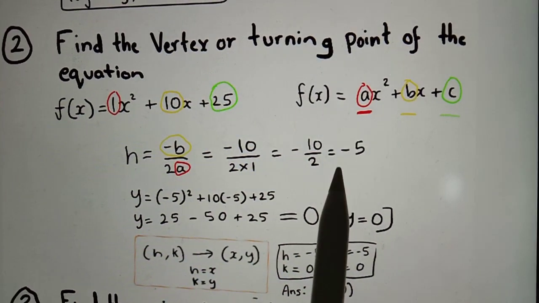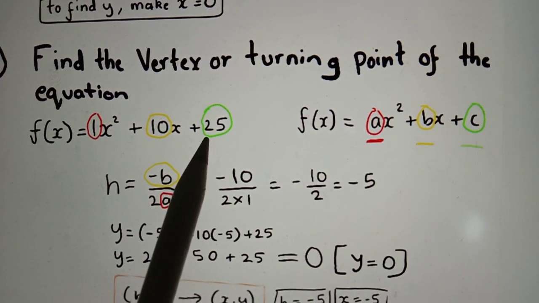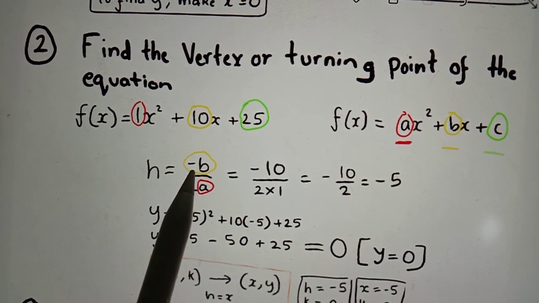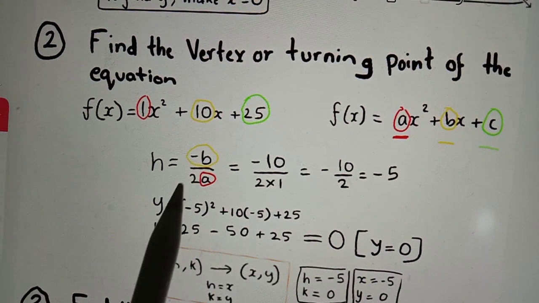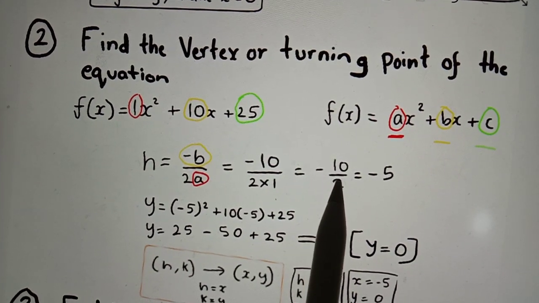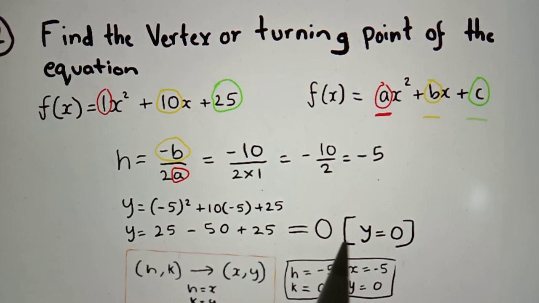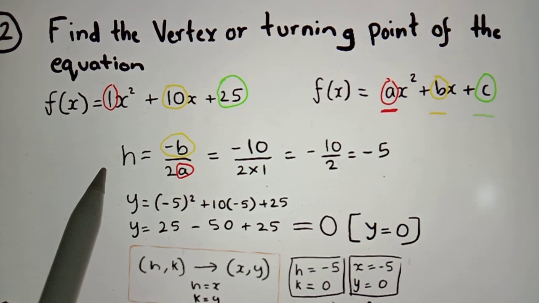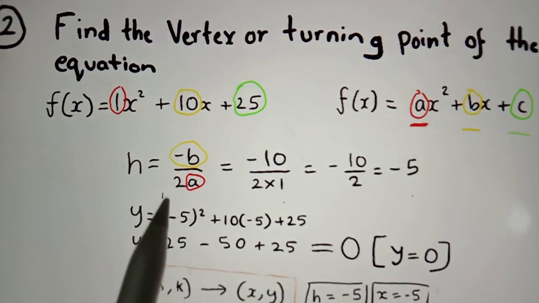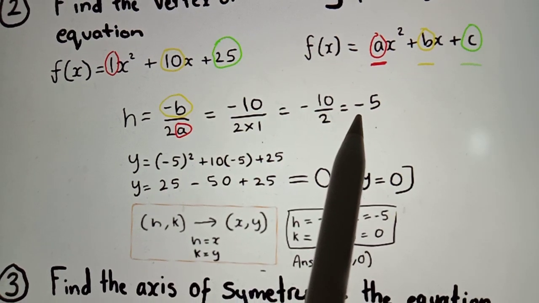So here you can see that a is equal to 1, b is equal to 10, and c is equal to 25. So going back here, we'll substitute the value of b, which is 10, so we'll put minus 10, and a, which is 1, and 2 times 1. So now you've got minus 10 over 2, which simplifies to negative 5. The reason we got negative 5 is because this is a simple formula, which is h is equal to minus b over 2a. So as you can see, h is equal to negative 5.